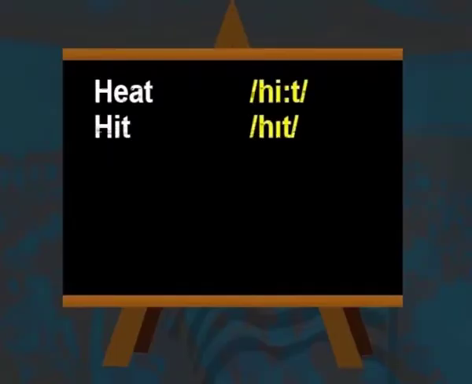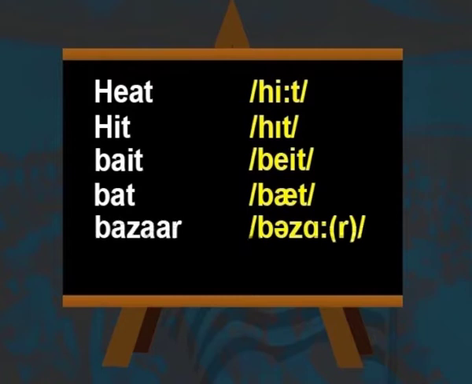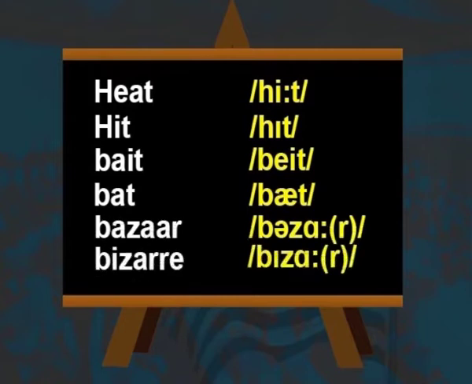Heat, hit. The vowel is short and long. It is short when you say hit. It's long when you say heat. Bait, bat, bazaar, bizarre. So, there is a vowel shift. That pronunciation of the vowel is varying.